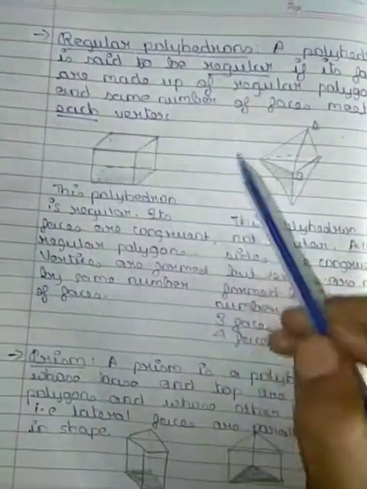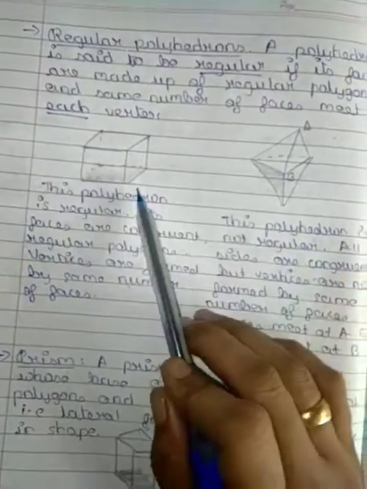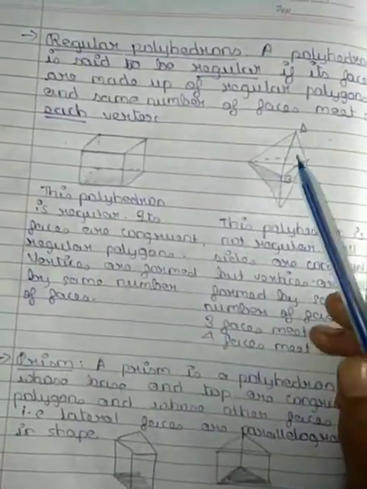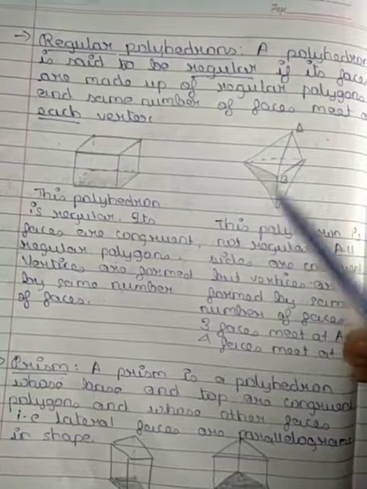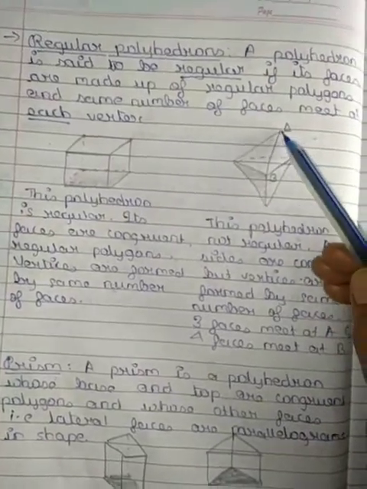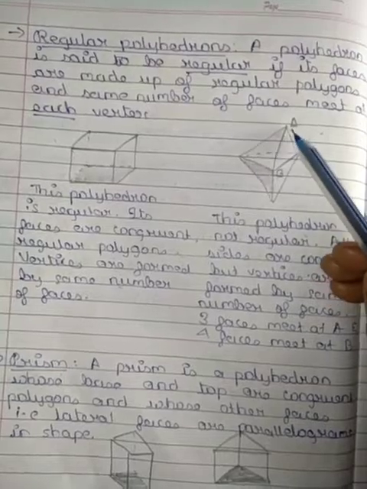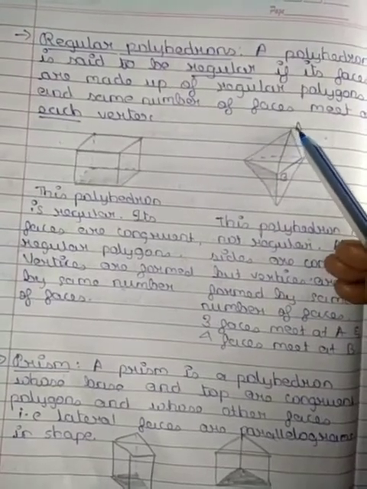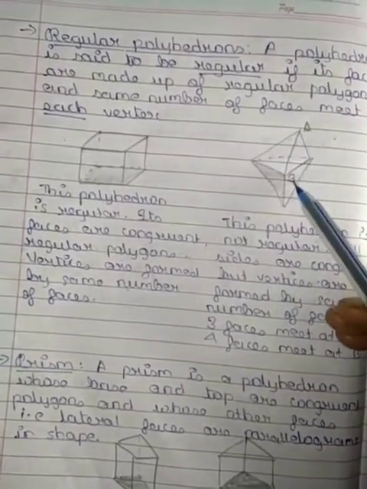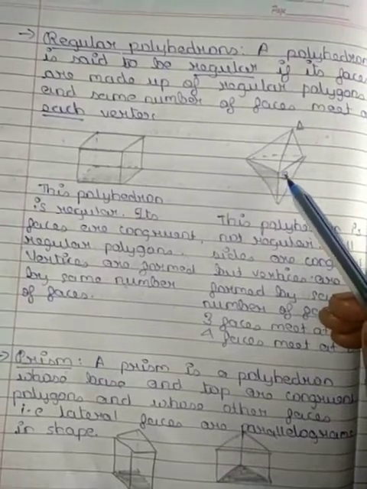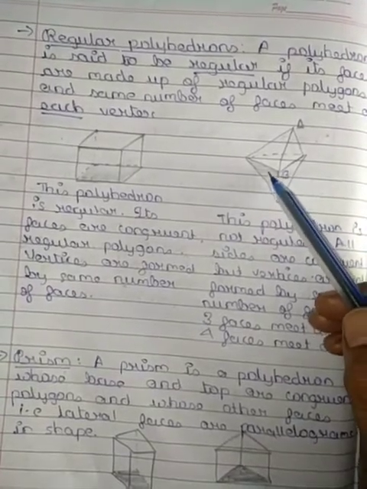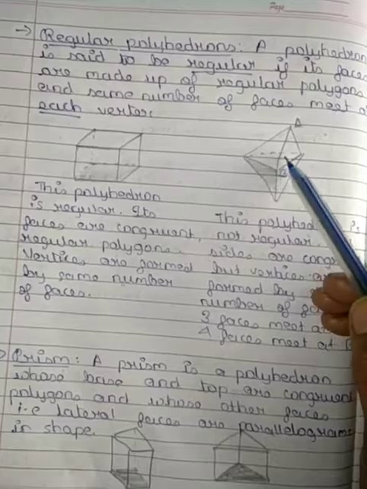Now what will not be a regular polyhedron? A polyhedron where the number of faces is different at each vertex. Like here at vertex A, 3 faces of this triangle are meeting. So point A is made up of 3 faces, and on the other hand vertex B is made up of 4 faces of this triangle, that is 1, 2, 3, 4.